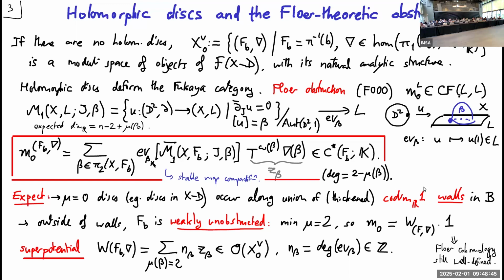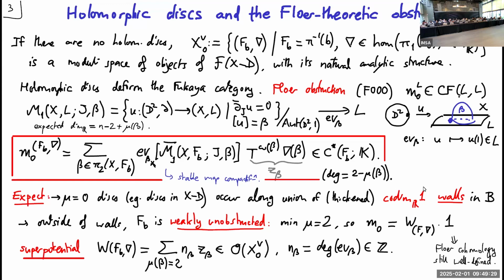So what we expect, experimentally and from tropical geometry considerations, is that Maslov index 0 disks, for example the ones that live in the complement of the divisor D, will occur not at all for typical fibers of our Lagrangian fibration, and instead they will cluster along real codimension 1 loci in the base B, which we call the walls in this picture. So outside of these walls, the fiber is what we call weakly unobstructed, which means no holomorphic disks have Maslov index 0 or less.